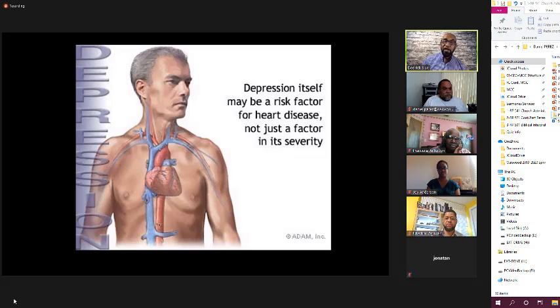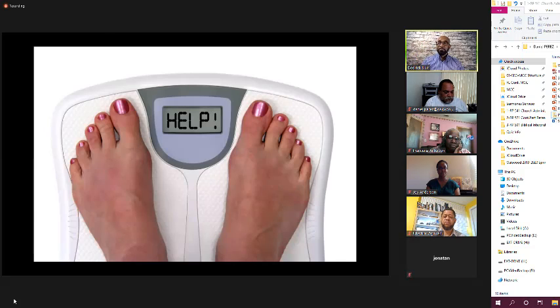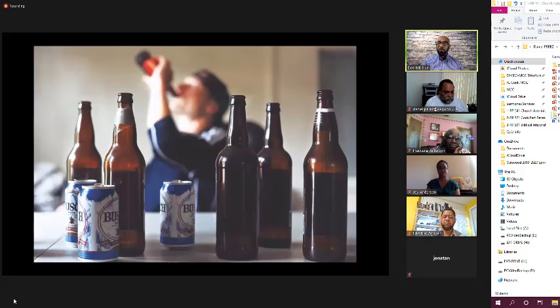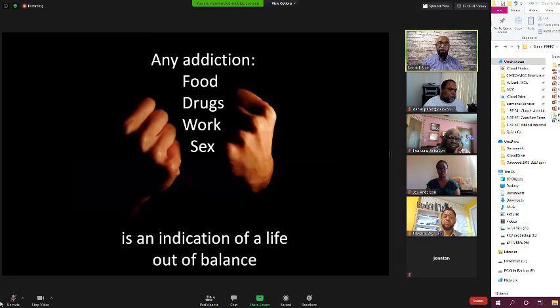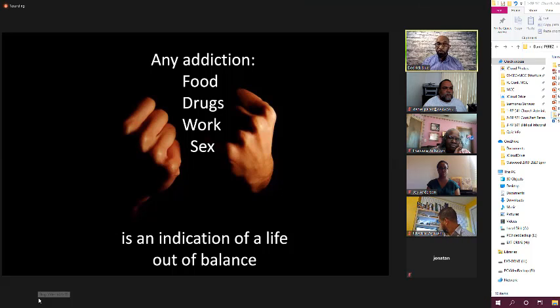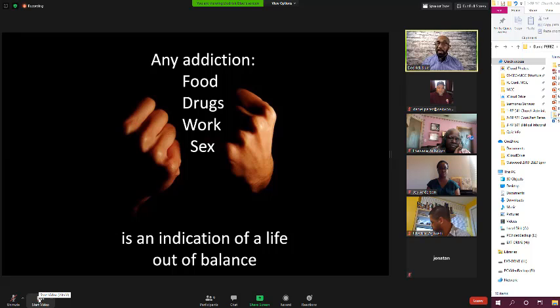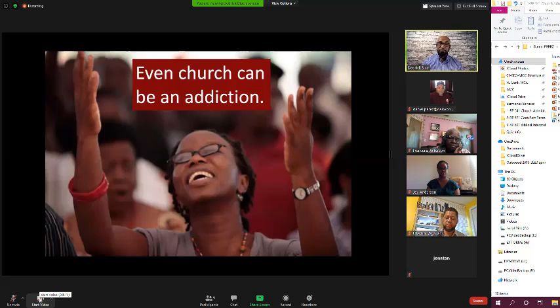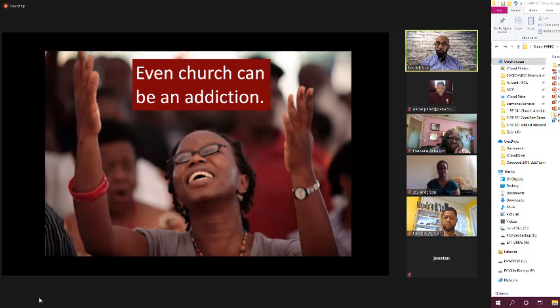When we're out of balance emotionally and spiritually, it affects our health. Depression, right, is a major risk factor for heart disease, because what happens in the mind also affects the body. As we consume alcohol to soothe our depression, it also has impact upon our physical being. And so any addiction, whether it's food or drugs or work or sex, is an indication of a life that is out of balance. Even church can be an addiction. It can be a sign to us that we're out of balance.